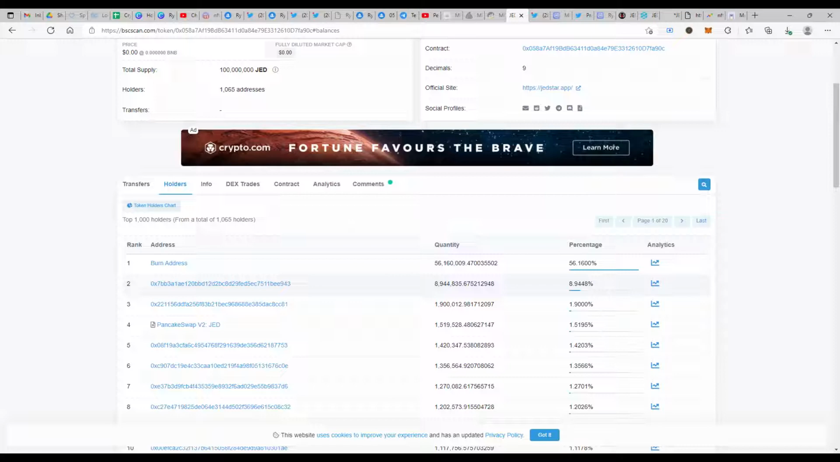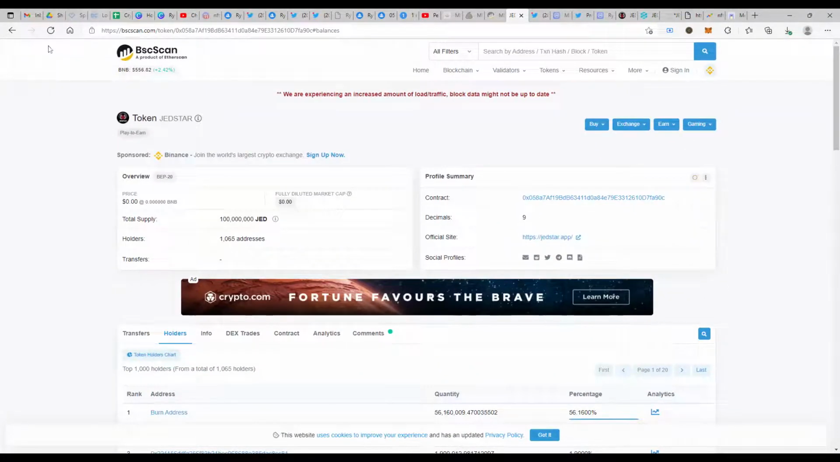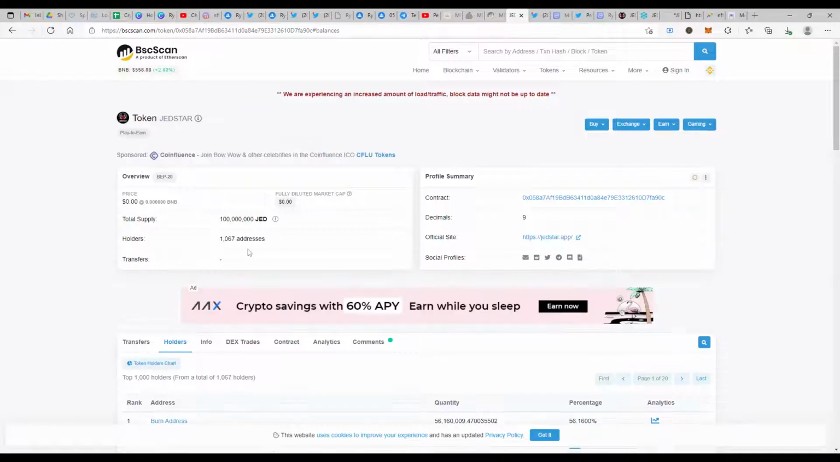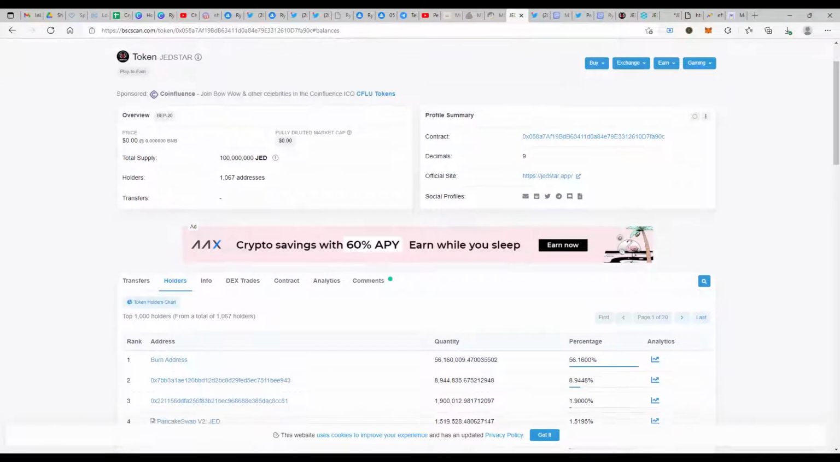And that's really huge. Currently, as I look at the BSC scan, we have around 1065 addresses. Let me just refresh this. It's around 1067 addresses right now. And guess what? The first 1,000 holders with a minimum of 1,000 JEDSTAR will be eligible for a free NFT airdrop that would happen.